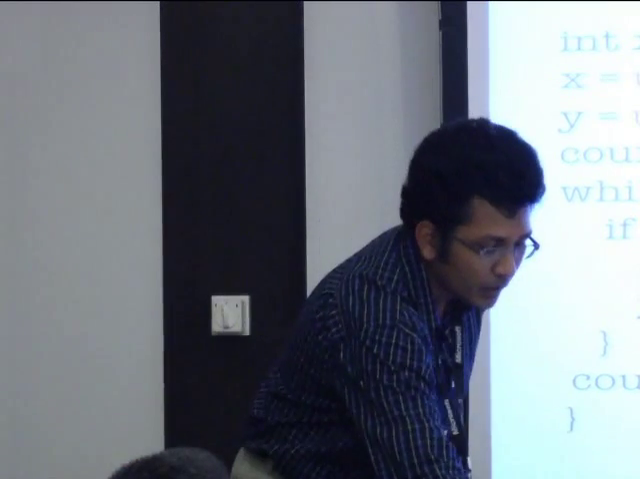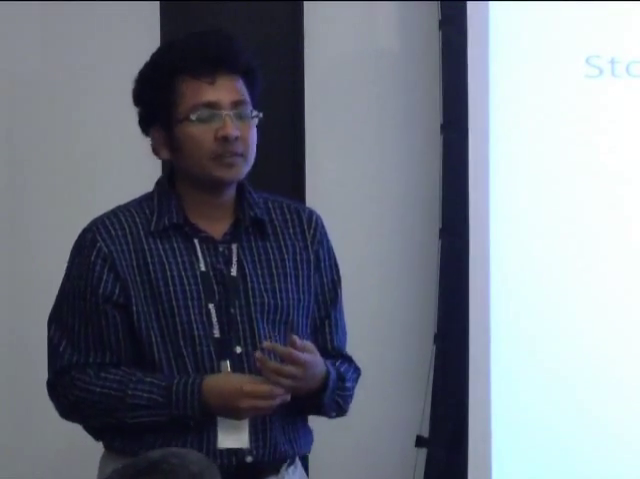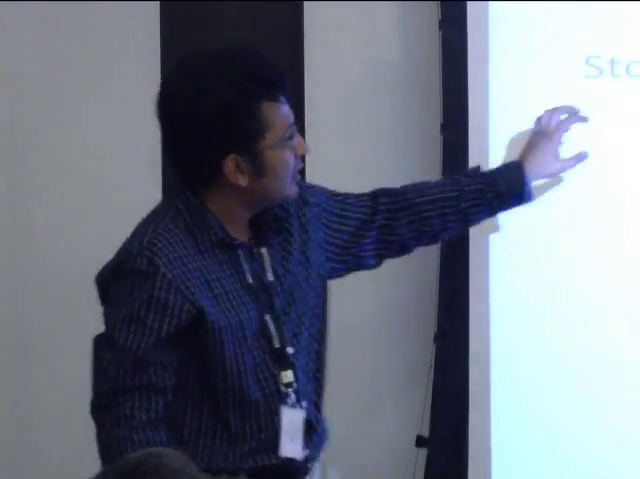So without much further ado, what's a martingale? A martingale is a stochastic process. So what's a stochastic process? In this talk I'll talk about discrete time stochastic processes. These are a bunch of random variables which are just indexed by natural numbers.